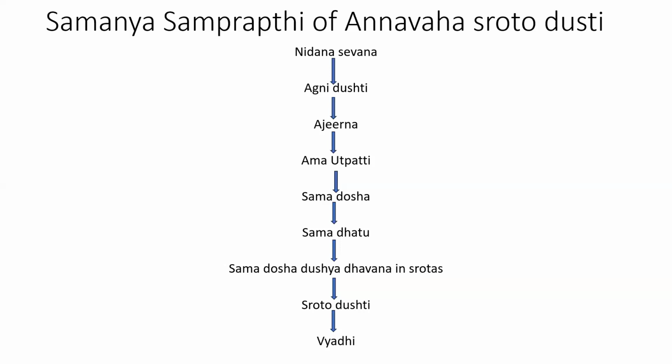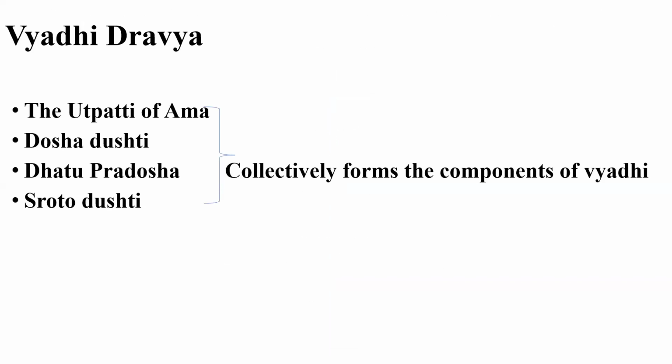Both will produce Vyadhi. The Srotodushti can produce Vyadhi. The Ama that has reached the new site can produce Vyadhi. The Dushta doshas and Dushta dhatu coming into the new Ashaya also can produce Vyadhi. All these three can combine and also produce a Vyadhi. So there are three components that can produce Vyadhi at this point. Number one, Dushta Srotas. Number two, Dushta dhatu and Dushta dosha, as well as the association of Ama with it. The Utpatti of Ama, Dosha Dushti, Dhatu Pradosha, and Sroto Dushti all collectively produce Vyadhi. So this is Vyadhi Dravya, irrespective of any kind of Nija Vikara of the GIT.